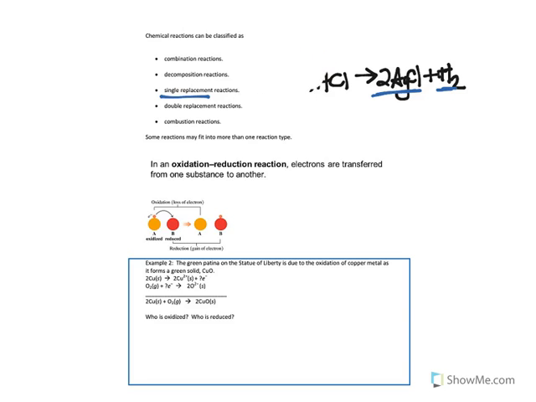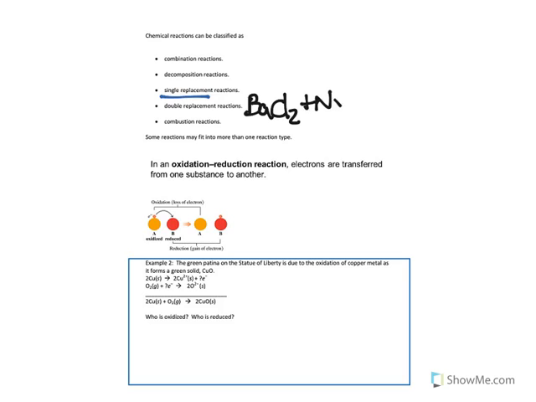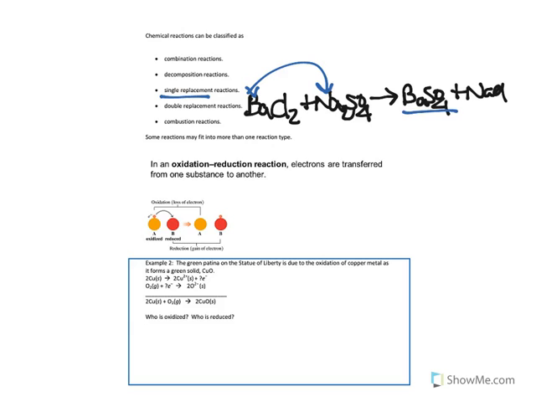Anybody care to guess what a double replacement looks like? A double replacement, just like a single replacement, is where two things are swapping spots. For example, if you have BaCl2, barium chloride, plus Na2SO4, sodium sulfate, they can swap spots to form barium sulfate and sodium chloride. So again, the barium and the sodium are swapping spots. So now you have barium sulfate and sodium chloride. This sounds just like its name. It's a double replacement reaction. Two things are swapping spots.